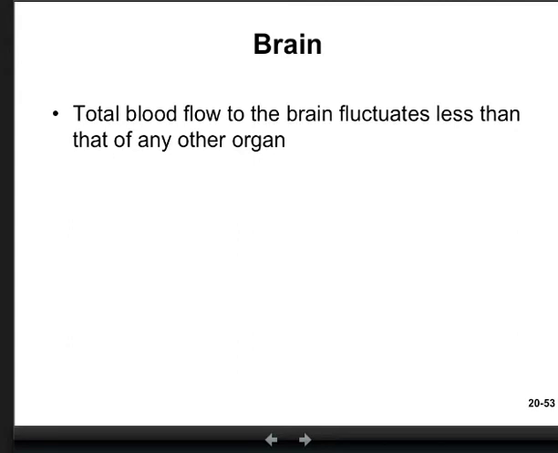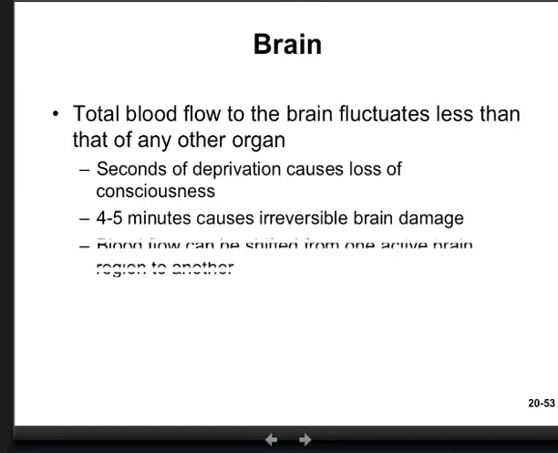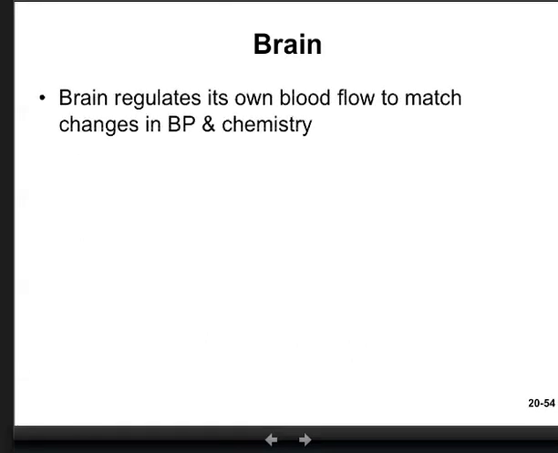So total blood flow to the brain fluctuates less than that of any other organ. Seconds of deprivation can cause loss of consciousness. 4 to 5 minutes produces irreversible brain damage. Blood flow can be shifted from one active brain region to another, and the brain has a lot of circuitous routes to make certain that it remains perfused as much as possible. We're going to examine some of those routes.